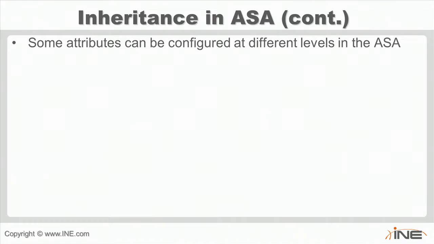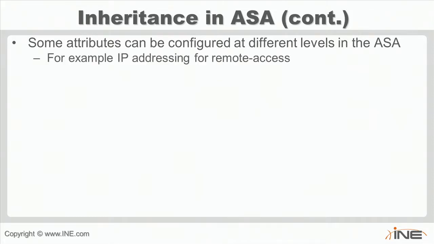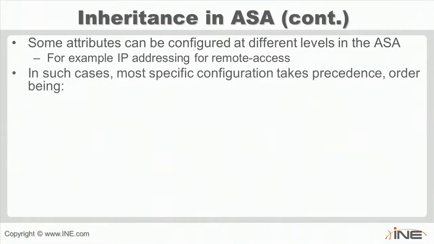Now, another thing that gets a little bit hairy with this is that there's multiple places that you can configure some of these attributes. Like, for example, the IP address that you could give to a remote access user. So in the case where you could have multiple different attributes that would correspond to the same user, you basically take the most specific configuration in this particular order.